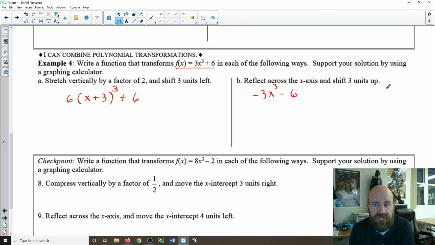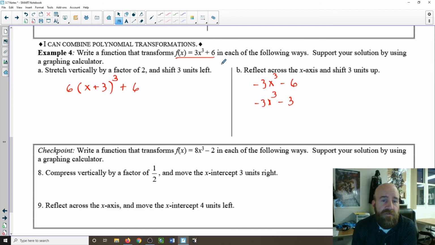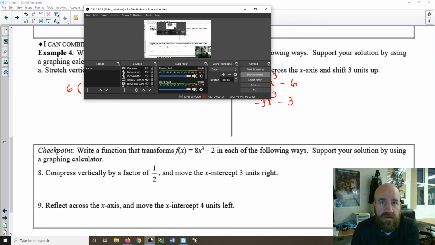And now we're going to shift this up 3 units, so we're going to add 3 to the end. That's kind of separate. So negative 3x cubed minus 3. And again, you can graph these at the end to see if it makes sense compared to your original function. All right, so let me know if you have any questions, and we can go from there.